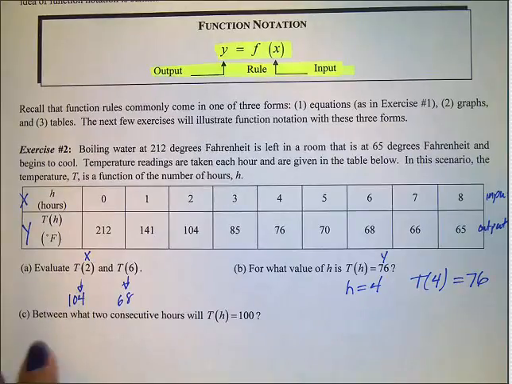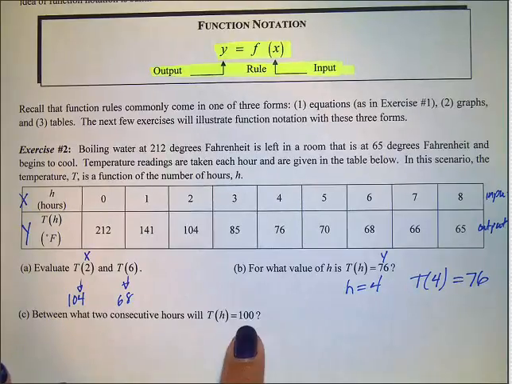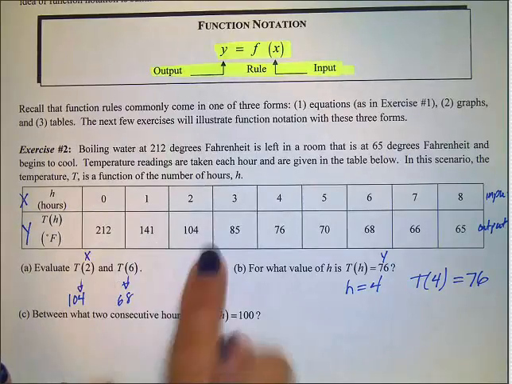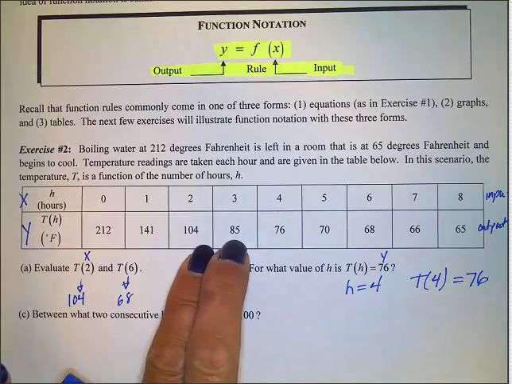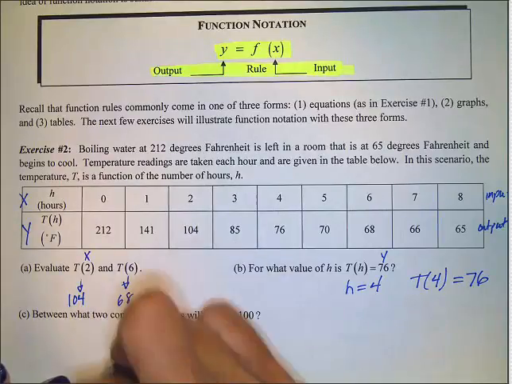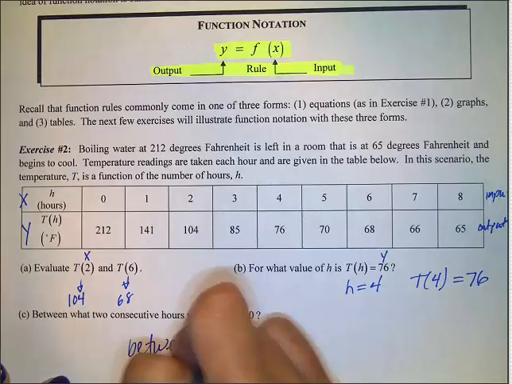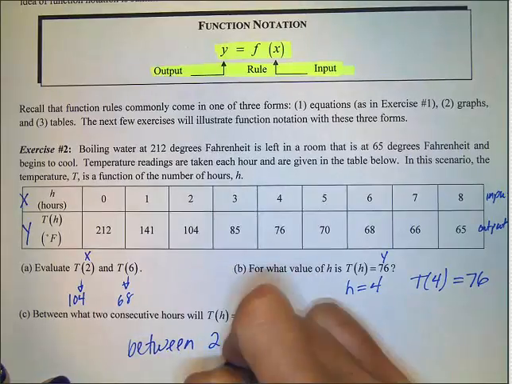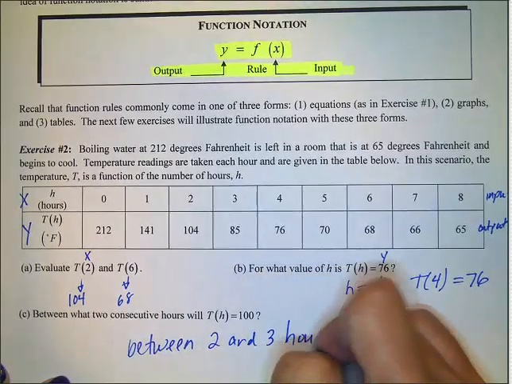Part C: between what 2 consecutive hours will T of H equal 100? So look for the output to be 100. Well, it would be between hours 2 and 3. So between 2 and 3 hours.